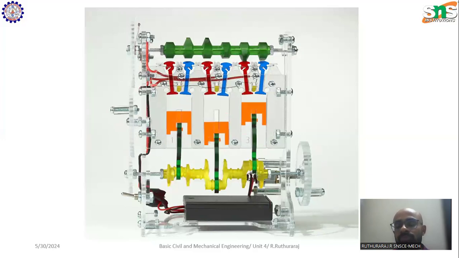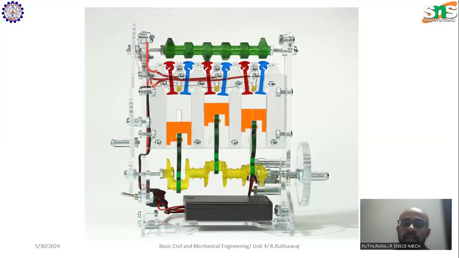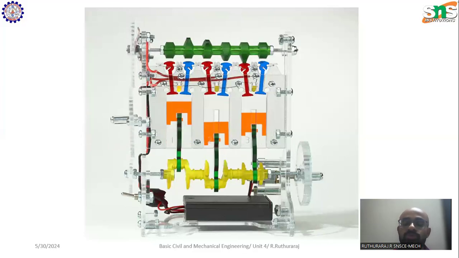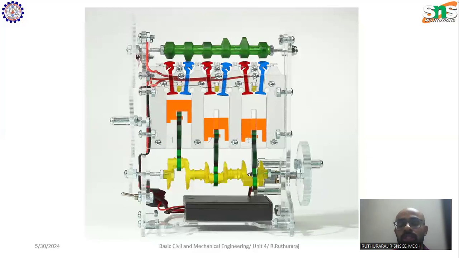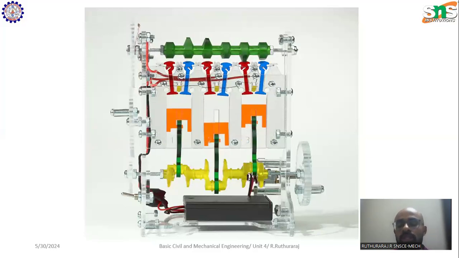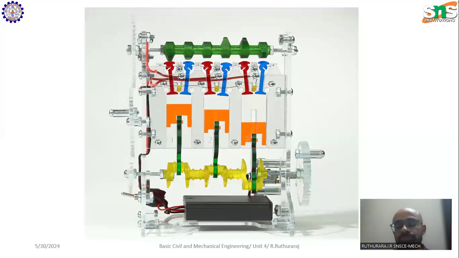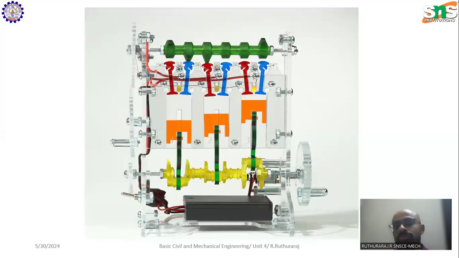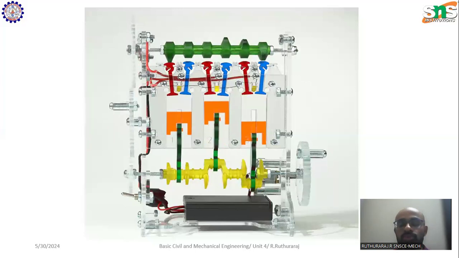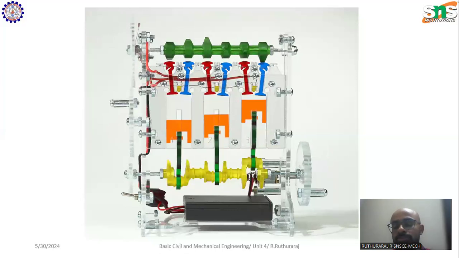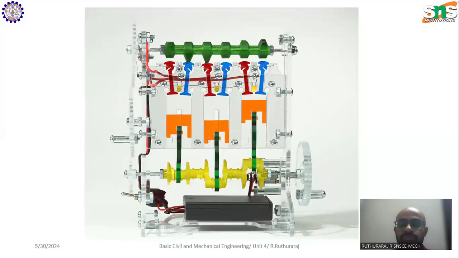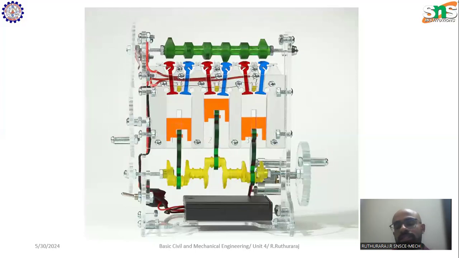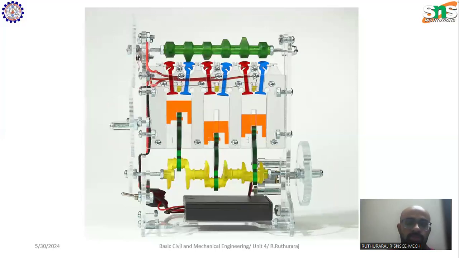So the flywheel has higher inertia because it is high in weight. When it tries to move, it stores the energy. Once the heavy wheel is rotated, it will keep on rotating because it stores energy. That stored energy is utilized during the rest of these three strokes. That stored energy is used to drive the suction stroke, compression stroke, as well as exhaust stroke. So this is the purpose of the flywheel. The flywheel is used to drive the engine during these three strokes.